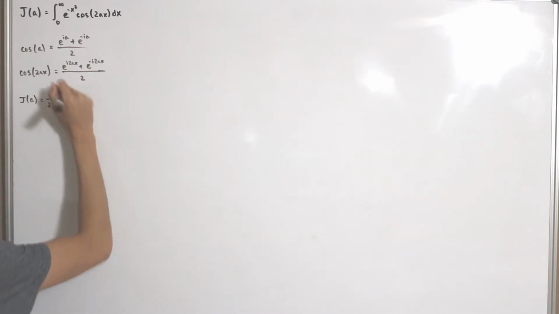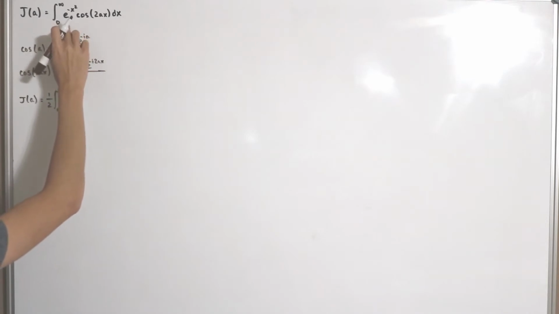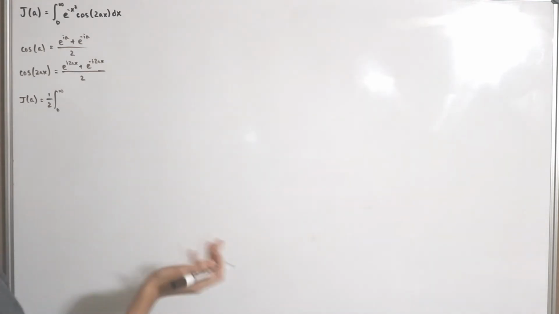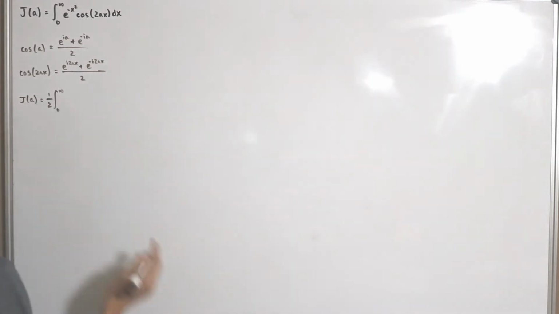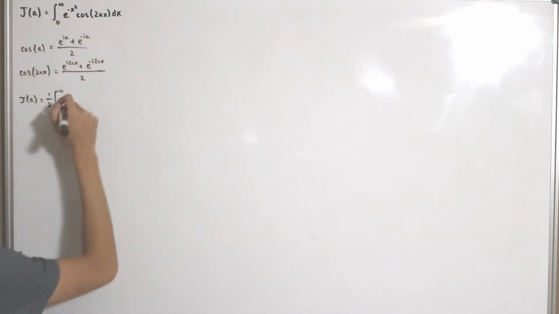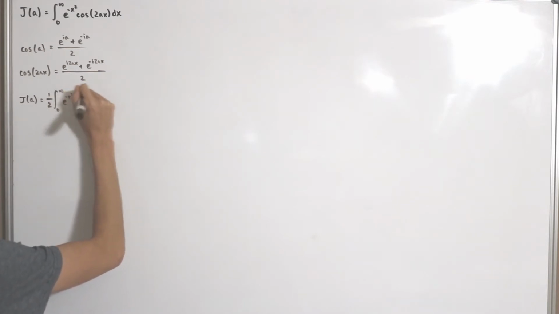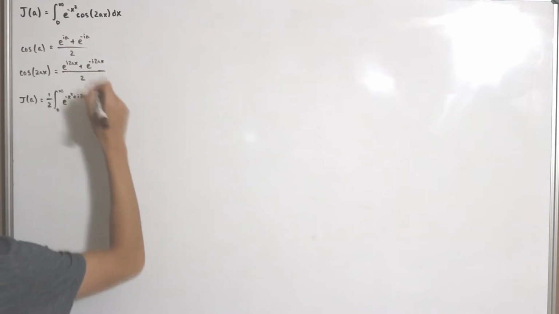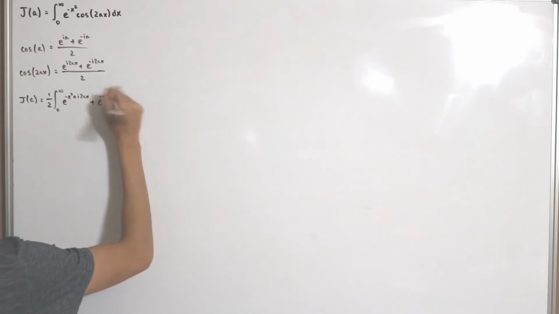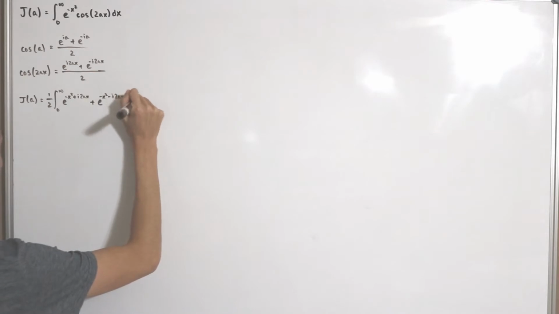Then the integral from 0 to infinity of, they share the same base e and the power of negative x squared, so I can use our rules for exponents with the same base and combine them. So distribute the negative x squared here, which means this is e to the negative x squared plus i 2ax, then plus e to the negative x squared minus i 2ax dx.